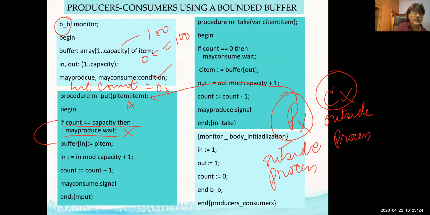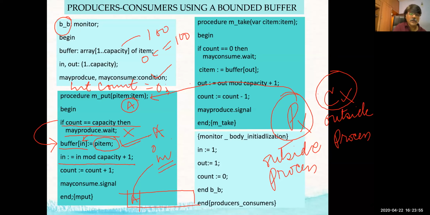0 equal to 100 will be false means the statement after then will not be executed. The control comes to the next line, and what happens? Whatever item has been sent by the producer to the monitor will be stored in the buffer. So buffer of in means store the information sent by the producer in the empty location of the buffer. Let us say this is the empty location pointed by in. So P item has the information A. So this A will be stored in the location pointed by in. Then in is equal to in mod of capacity plus 1. So now this slot in the buffer is filled. So in will be updated to point to the next location. So in will be pointing here now.